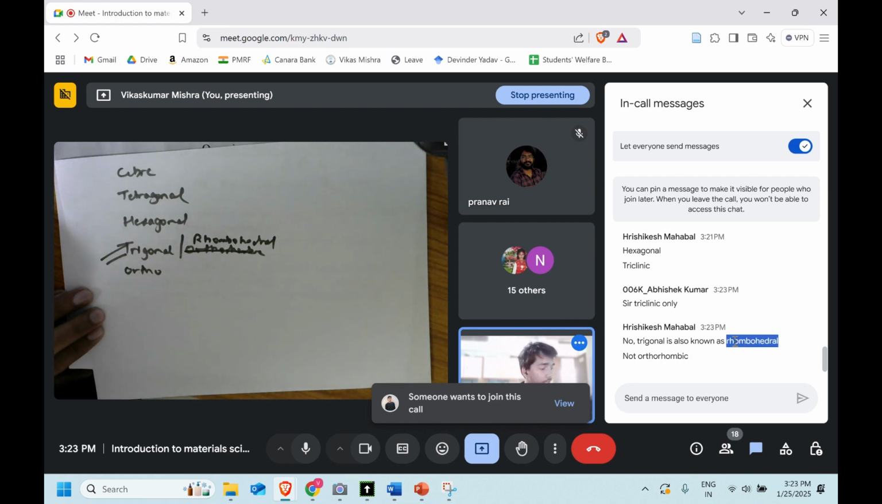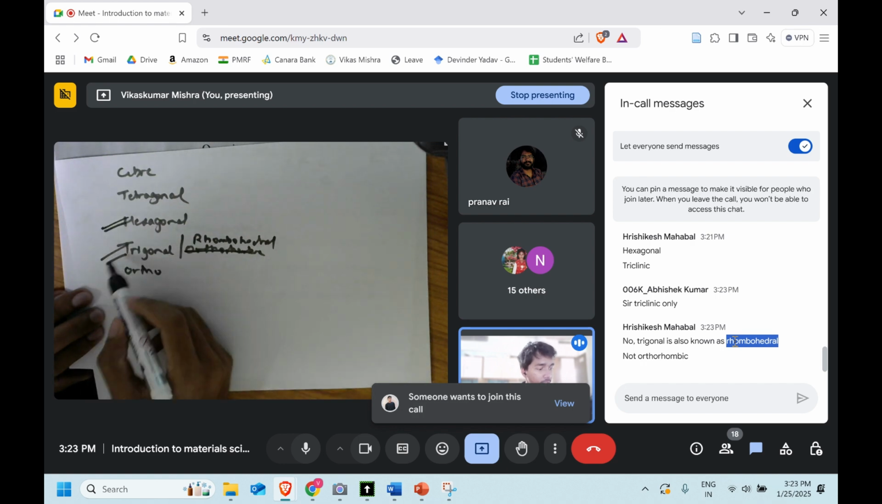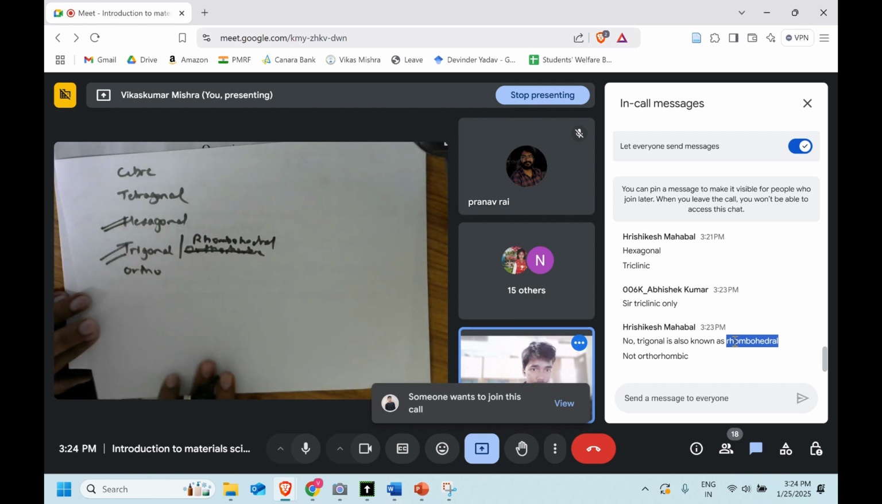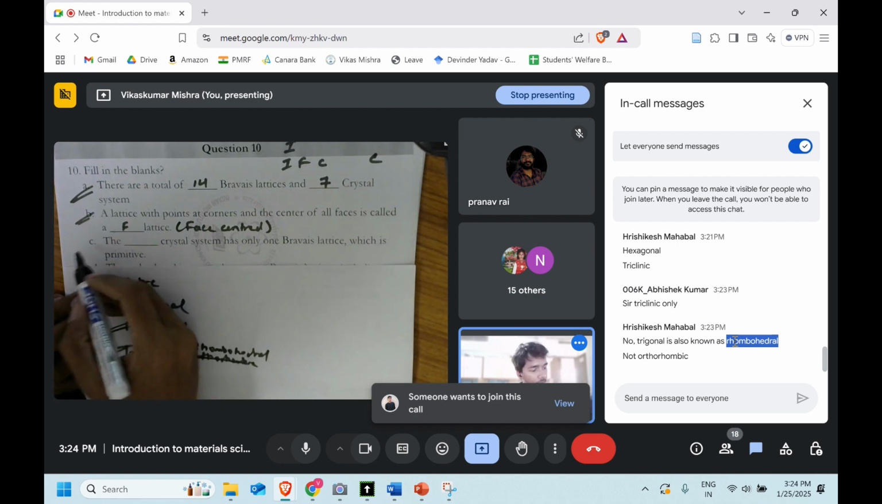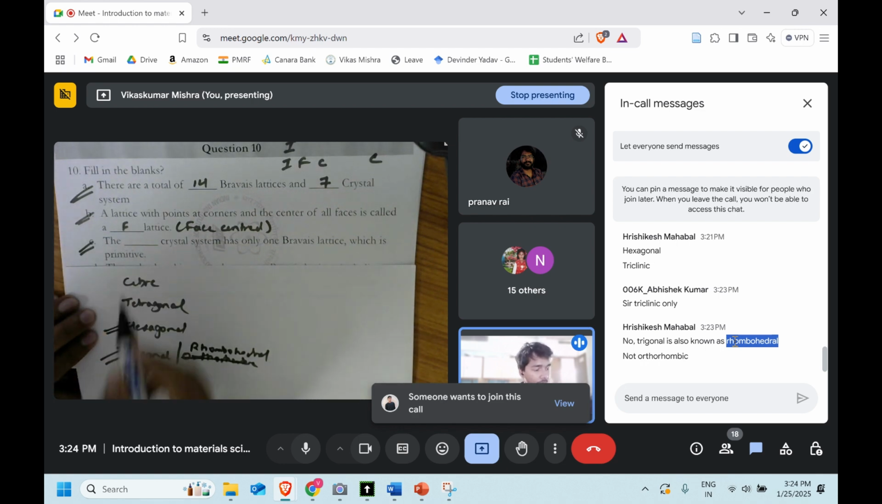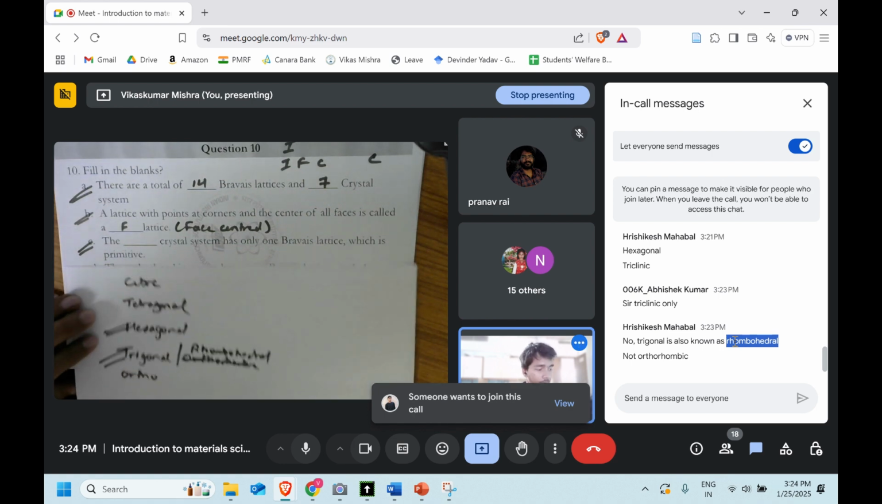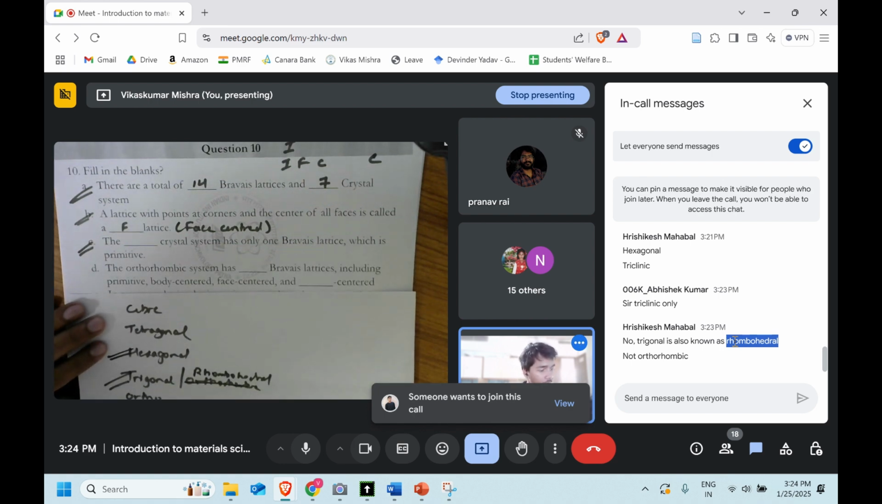Perfect. And so with that we can say that hexagonal is the right answer, trigonal is the right answer, and triclinic is the right answer. So we are having a total of three answers here. So for option C we can write the three things. Okay, let's go to the next question.